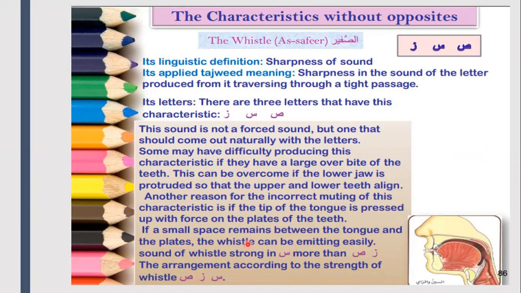Sa, si, su, za, zi, zu. And you can hear the safir in those letters.